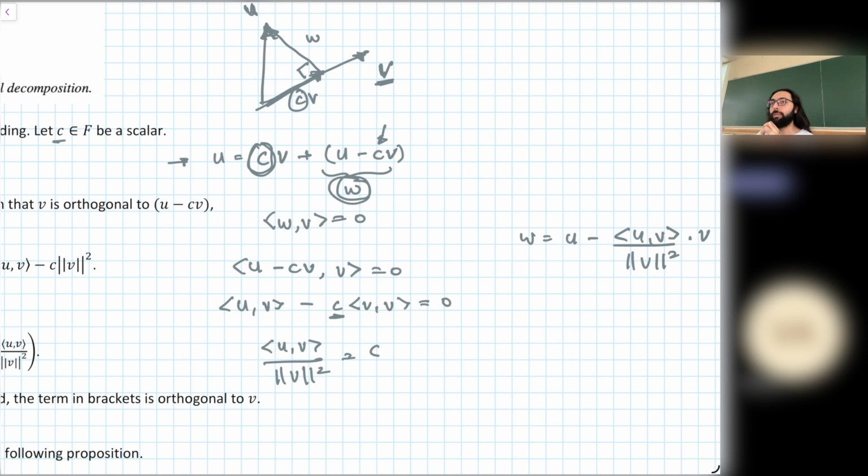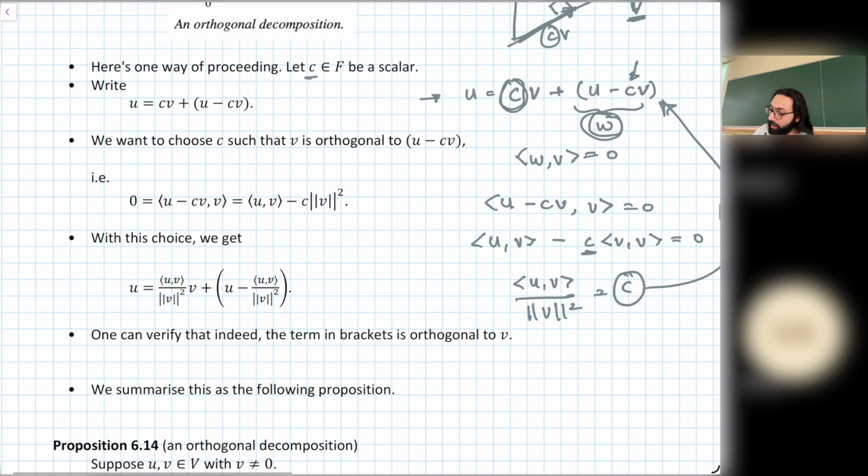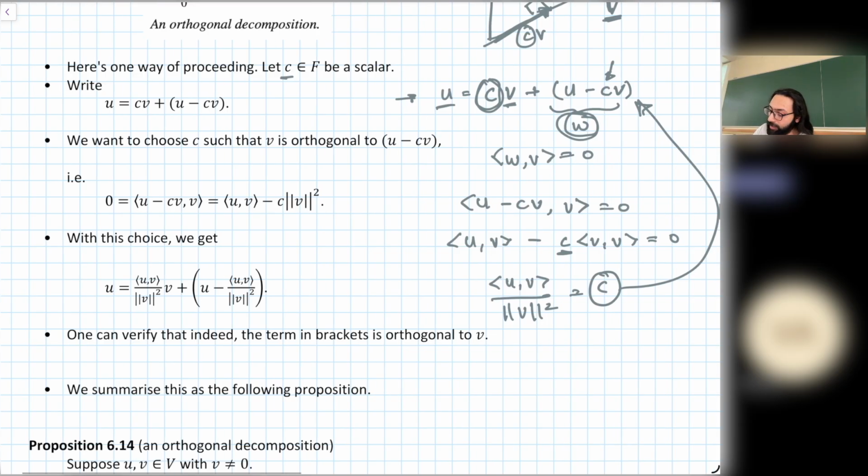Is that okay? That's just the definition, right? I didn't do anything. I found C and then I substituted it back here. That's all I did. It's completely straightforward. So therefore, how we can express this vector U in terms of some scalar times V and an orthogonal vector is exactly like this.